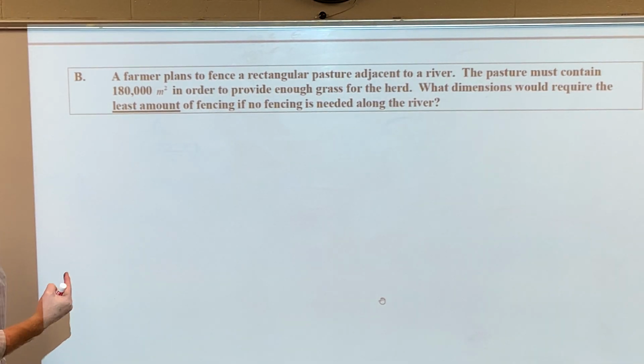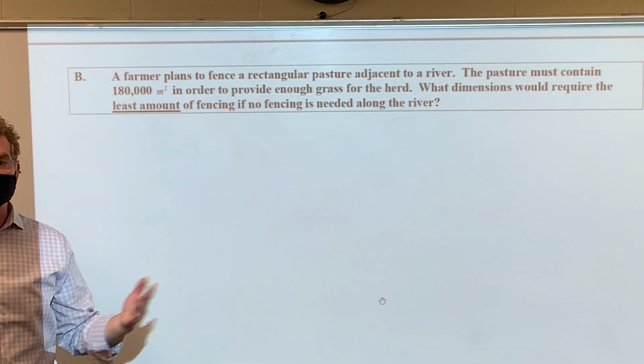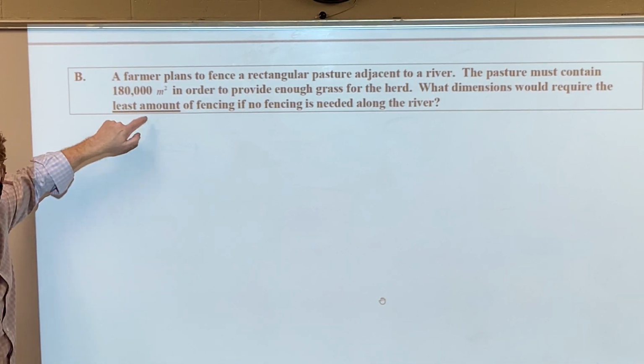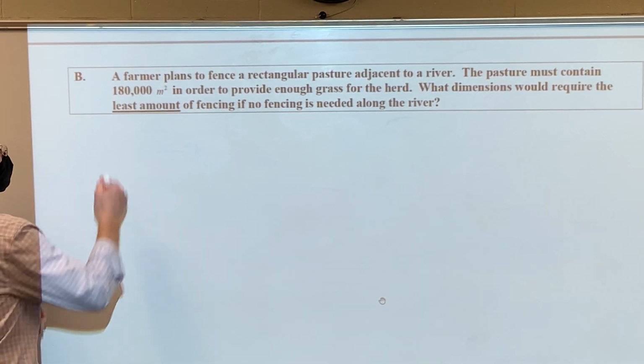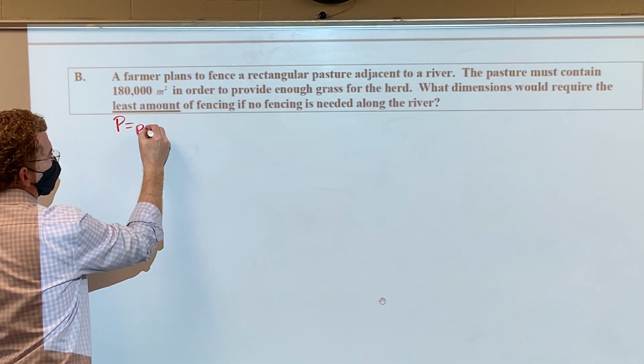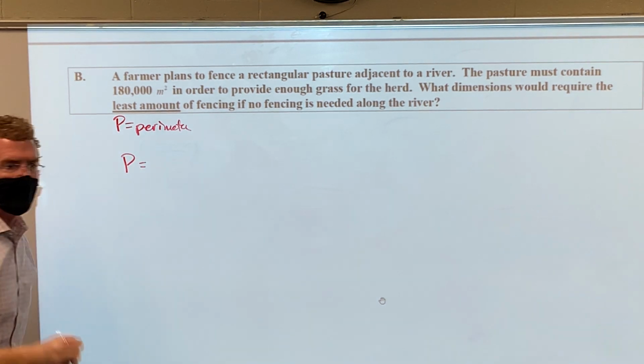This is a problem people miss all the time because they go, well, I need area. Well, I might want to minimize or maximize area, but it's the fence that I'm trying to save, right? Or use the least of. So I'm going to say fencing or perimeter. You let P equal perimeter. Okay, that's what I'm trying to minimize.